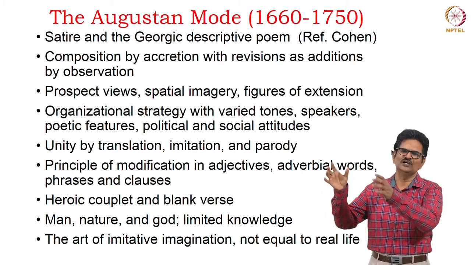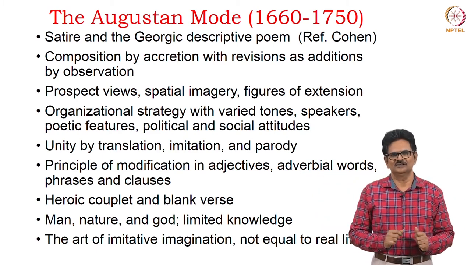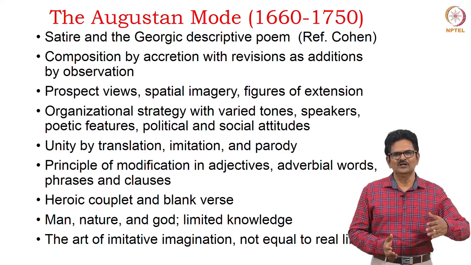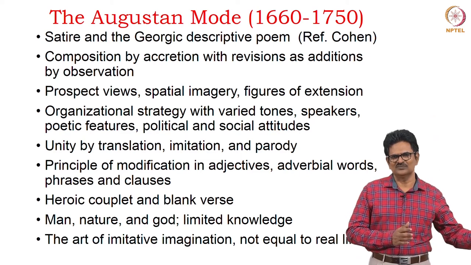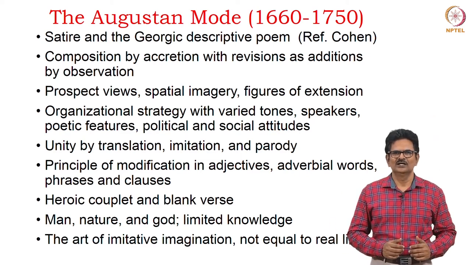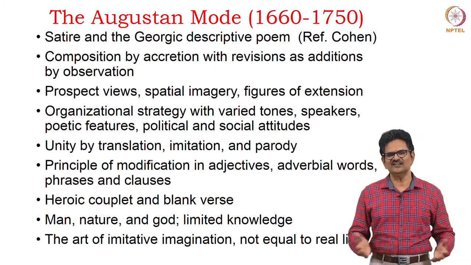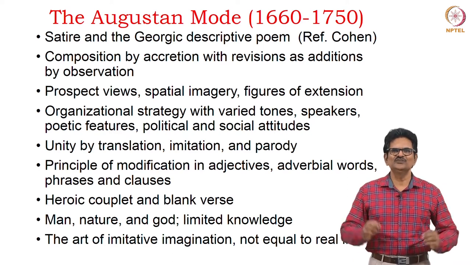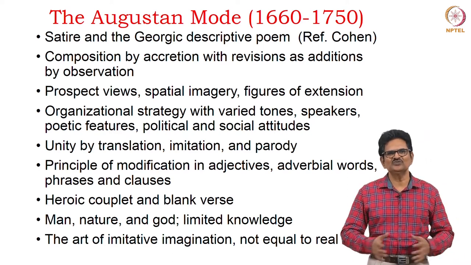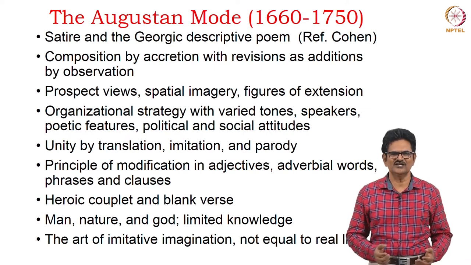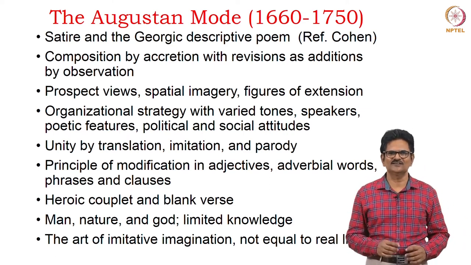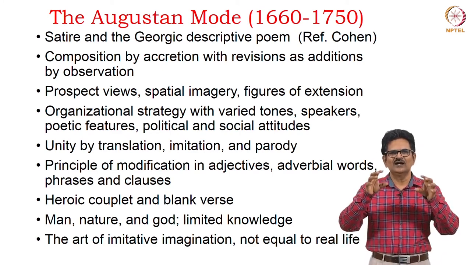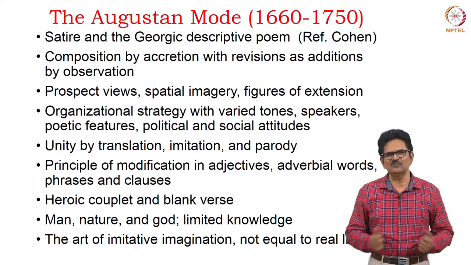Augustan mode had this prospect view. From a vantage point, you look at certain things and describe. The Augustan mode also encouraged the use of spatial imagery, moving from high to low or from side to side. And many figures of extension, that is rhetorical figures, were used in this kind of Augustan mode. Poets used the organizational strategy with varied tones, different kinds of speakers and poetic features plus political and social attitudes. They were attempting to give different perspectives on the same problem.